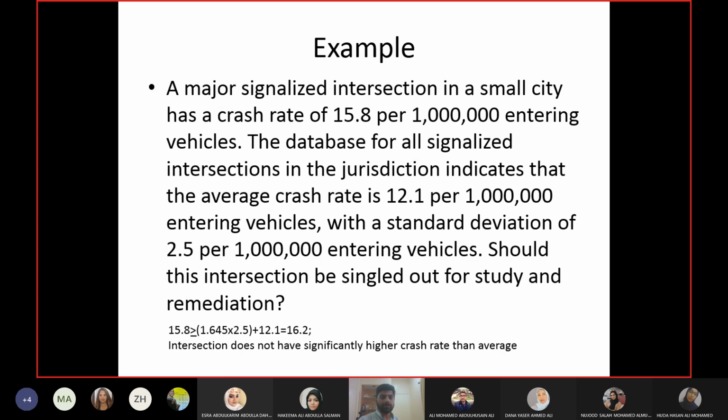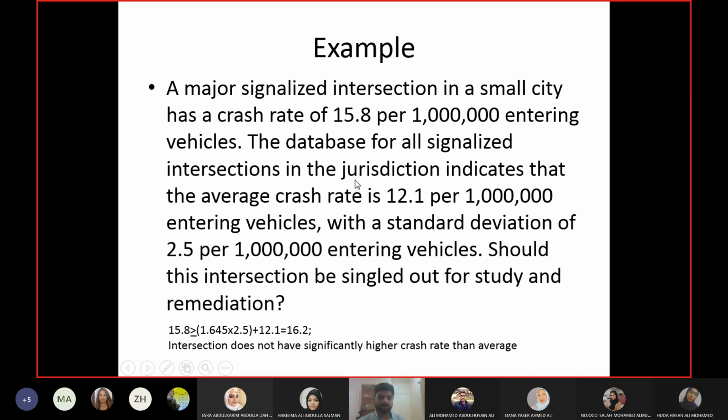Let us look at an example here. We have a signalized intersection in a small city. The crash rate at that intersection is 15.8 per 1 million entering vehicles. So 1 million is a scale for entering vehicles, and why are we using entering vehicles? Because it's an intersection. For intersections, the crash rates are always calculated for the number of entering vehicles, which is the total number of vehicles we see.